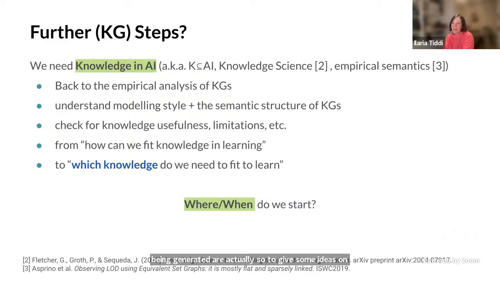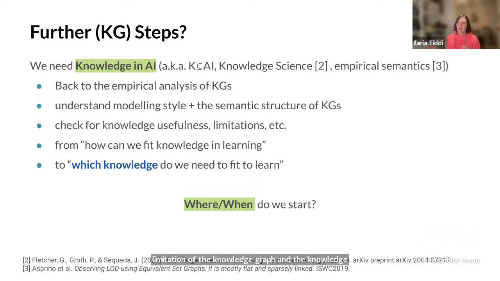What we suggest is that really we should look into the kind of knowledge in artificial intelligence. Some people have called this knowledge science. Some people have called it empirical semantics. We call it knowledge in AI. So we really need to go back to the empirical analysis of the knowledge graphs that we create and deal with. We need to understand their modeling style and the kind of semantics they're communicating, and whether the semantics is enough or too much to generate explanations. We need to check for the usefulness and limitation of the knowledge graphs and the knowledge that we create.